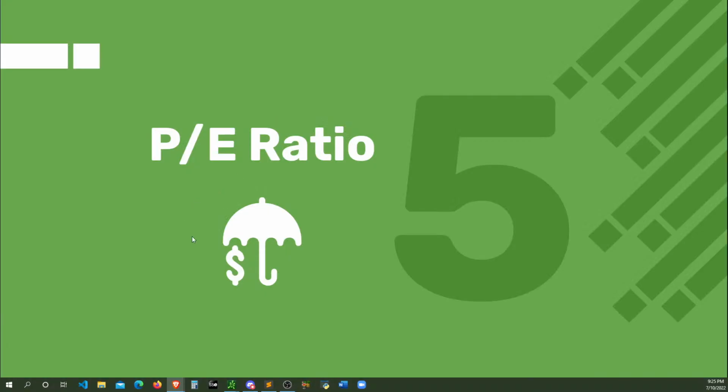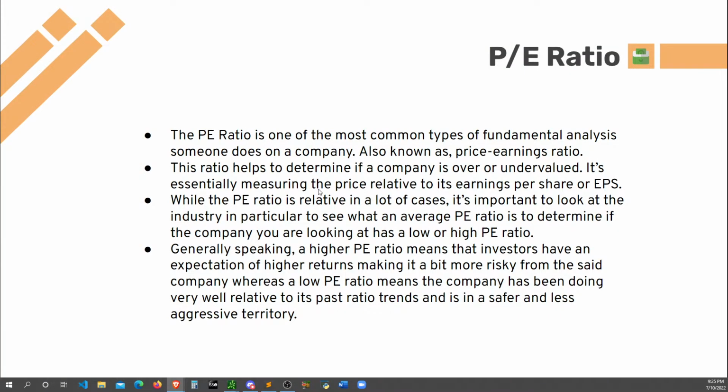Next one, PE ratio. Now, we're going to kind of go back to intrinsic value here with PE ratio, because the two are almost the same. They're not exactly, but they're very, very close. I'd call them brothers. And the PEG ratio is going to be after this, and I'll show you guys what that's about. But the PE ratio is obviously one of the most common types of fundamental analysis. It stands for price to earnings ratio. Again, it determines if it's over or undervalued, and remember, intrinsic value does the same thing. It measures the price relative to the earnings per share.